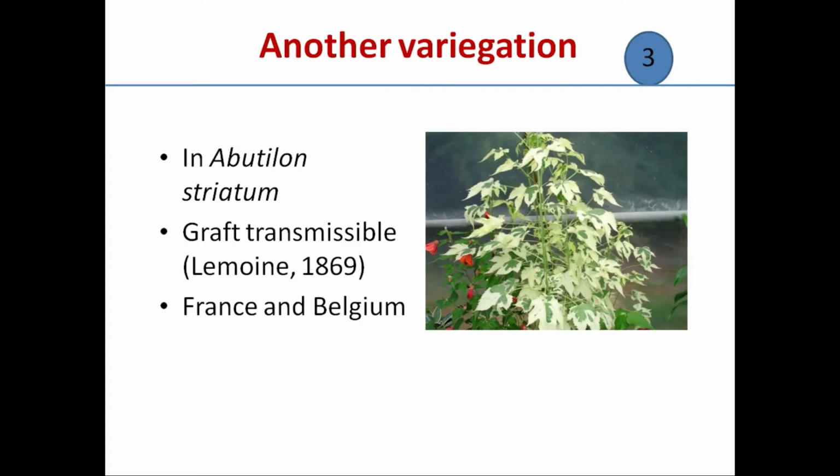Now the third case of early reports is the Abutilon mosaic, and it was seen in the countries of France and Belgium. Now this is also graft transmissible. Now let us move to the scientific study of plant viruses, the beginning of the subject. All the examples that we have seen so far were there without any knowledge of virus in the minds of the people who witnessed the presence of virus diseases in plants.